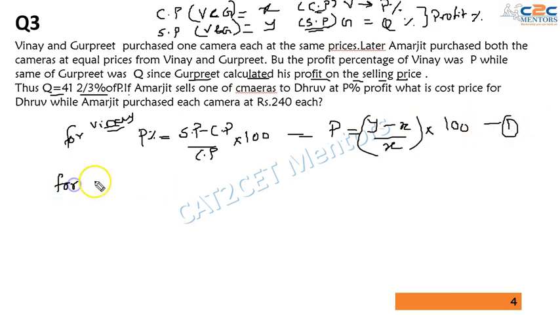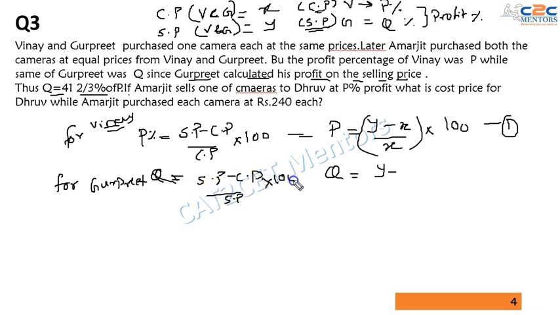Now the calculation for Gurpreet. He has calculated the profit on the selling price. His profit percentage is Q, which is equal to Y minus X upon Y, because he has calculated it on the selling price, multiplying this by 100. This is my equation number 2.